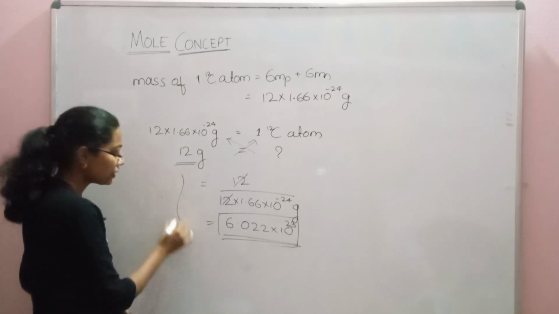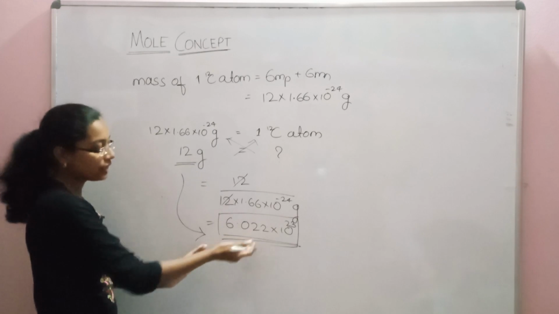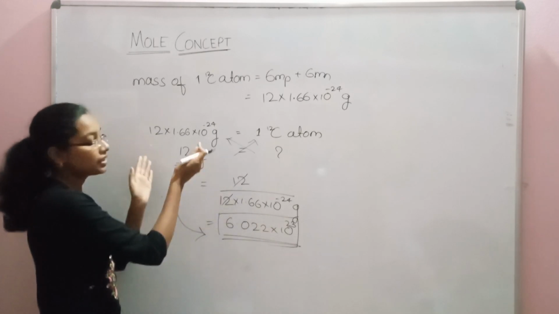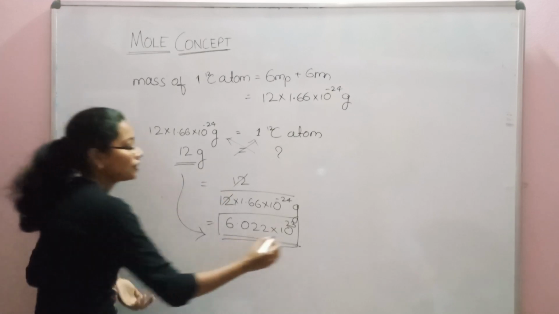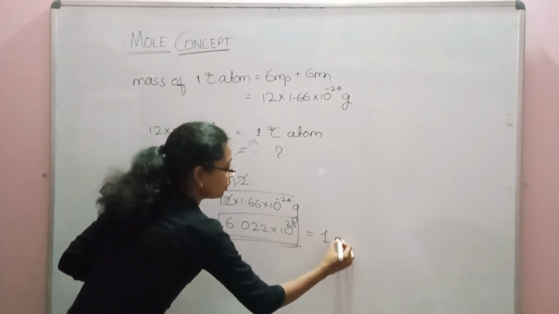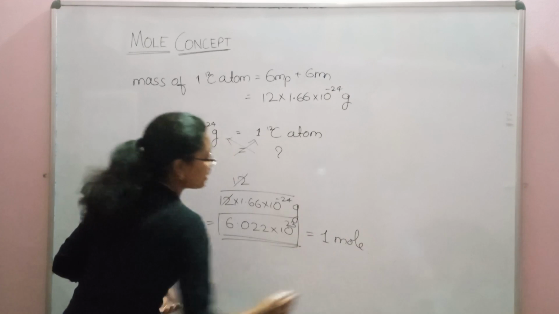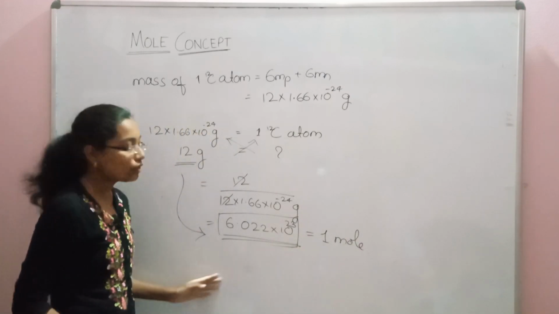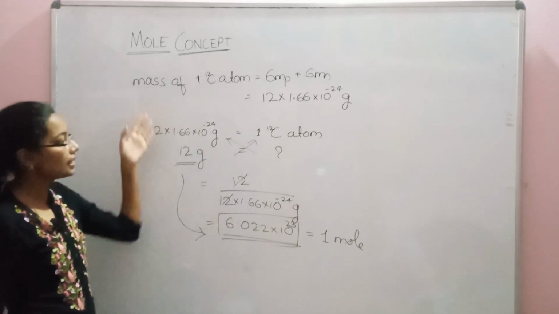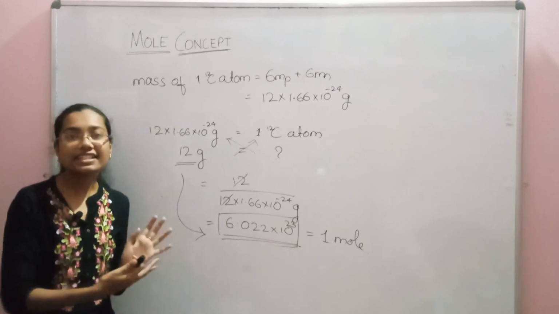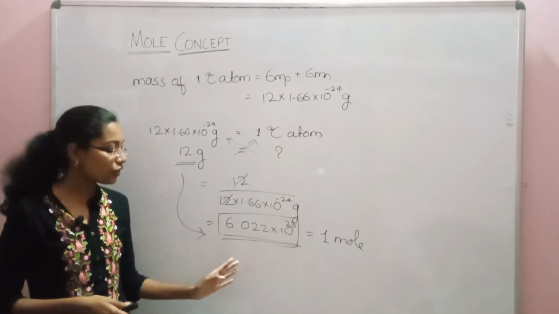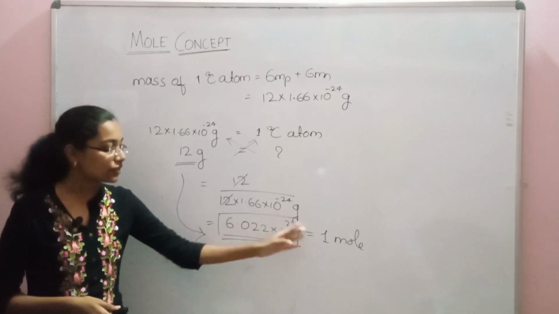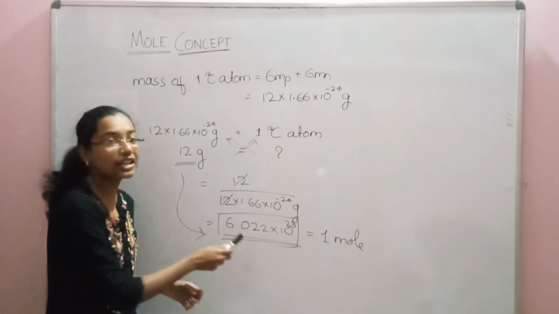So here what did we get? We got the number of atoms present in 12 grams, and the number of atoms present in 12 grams is nothing but 1 mole. So this is the value of 1 mole, how we get it by calculations, and this is how we end up with the value, that 1 mole is equal to 6.022 into 10 to the power 23.